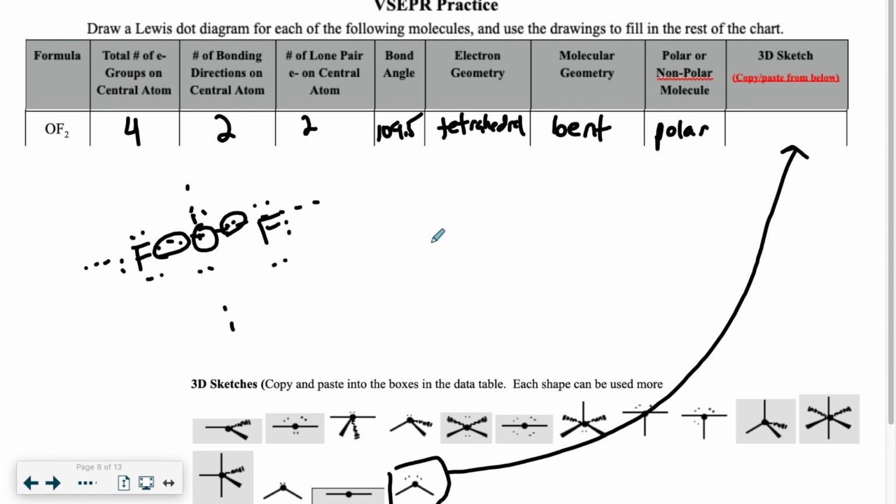Another way you could draw this Lewis dot diagram would be something like this. I've drawn it this way for water before, so you can see the bent shape a little bit better. But if you happen to draw your Lewis dot diagram like that, just make sure that you are looking down here when you're trying to figure out the polarity of the molecule.